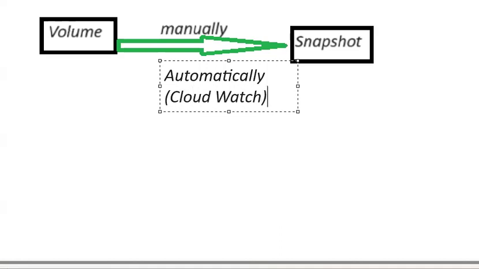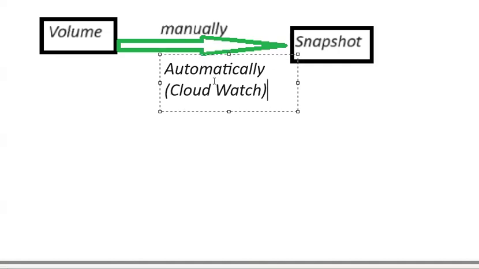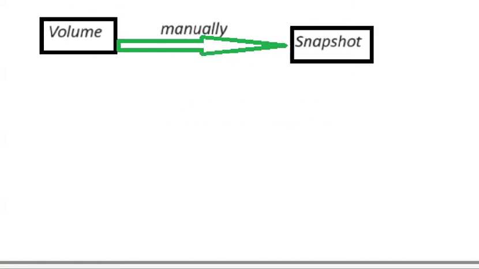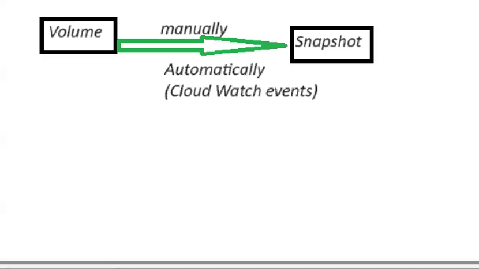While discussing CloudWatch, I will tell you about CloudWatch events. By creating those CloudWatch events, you can automatically take the snapshot of your EBS volume. So just remember, by using CloudWatch events, we can take a backup or copy of your volume as a snapshot. So these are the two ways you can take a snapshot from the volume. What is a snapshot? It is a backup or copy of your volume.